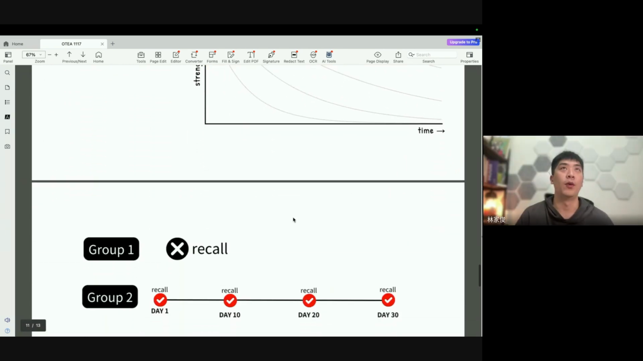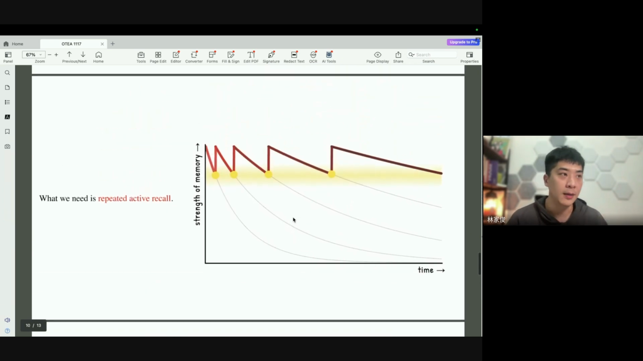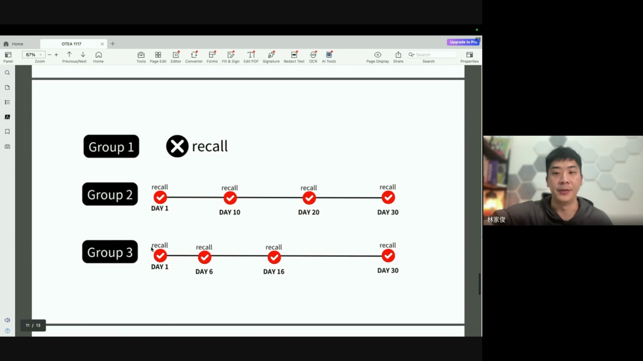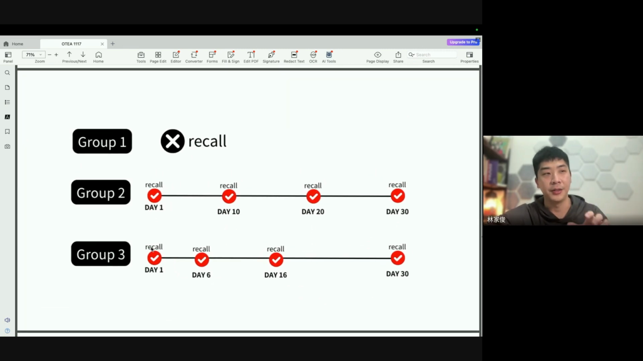So now we know if we want to boost our memory, we need to do recall, but a single one is not enough. We need to do repeated active recall. I believe that just knowing this will greatly improve your ability to memorize information. But if you want to achieve even higher efficiency, let's keep going. To optimize our memory, we need to consciously calculate the intervals between each session of recall. Intervals means 间隔.